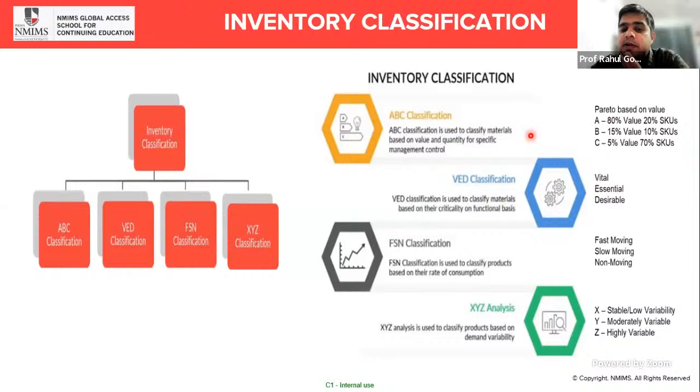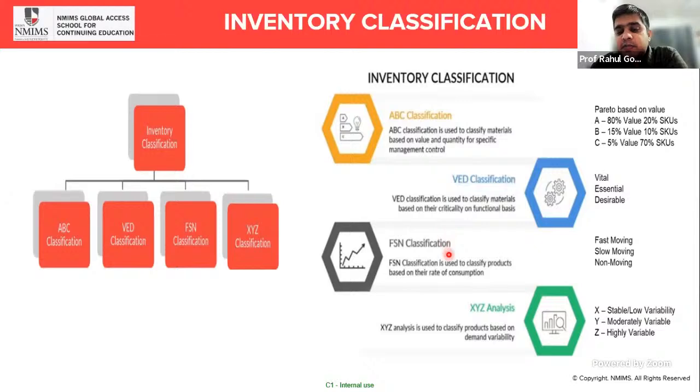So this ABC classification is using the business contribution as the base to do that classification. The other is the VED classification, which is vital, essential, and desirable. And this is basis the criticality. Some operations could be there in your manufacturing facility, or some other places where you identify, okay, these SKUs or these raw materials are vital, without these our operations cannot run. And you then deploy your policies and protocols in a similar fashion.